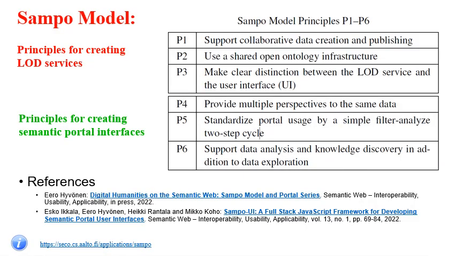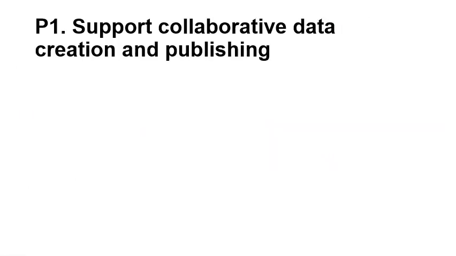The Sampo model is based on 6 principles: 3 for creating linked open data services, and 3 for creating semantic portal user interfaces on top of the services. I will next explain them shortly and then show a case study. The first principle is to support collaborative data creation and publishing.